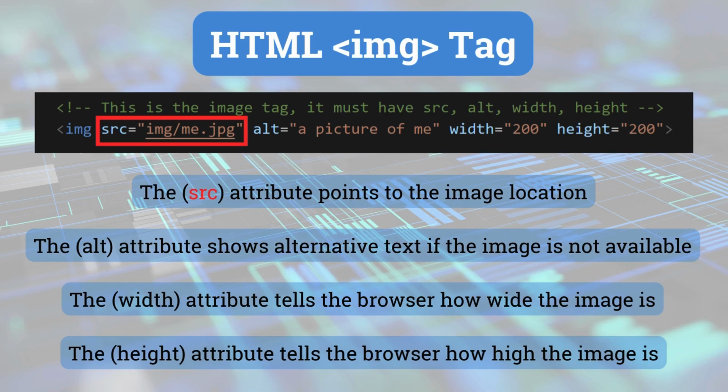We can see here the first main attribute is the source. This tells us where the image is actually located. And if we see the source, it goes img, for the folder called img in our project, /me.jpg, a picture of me.